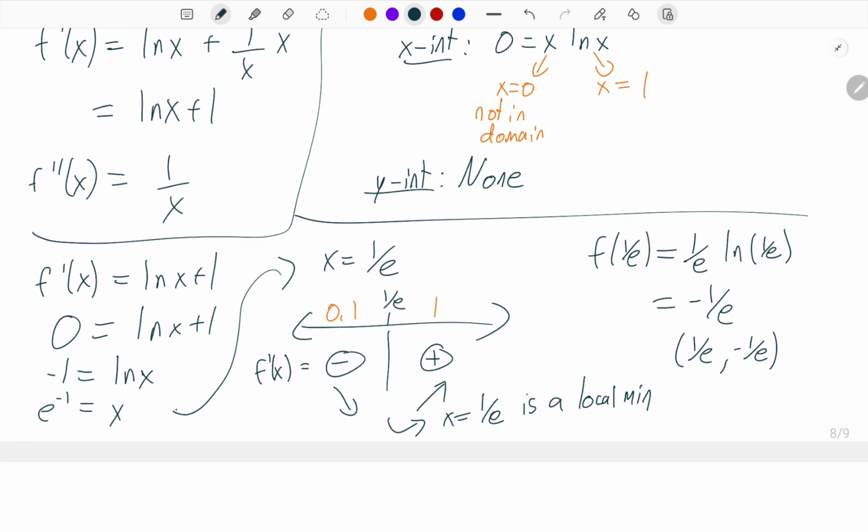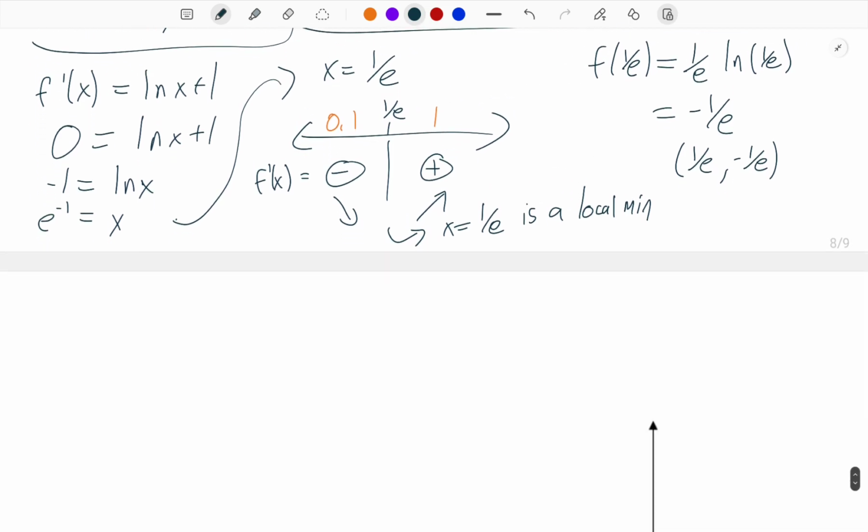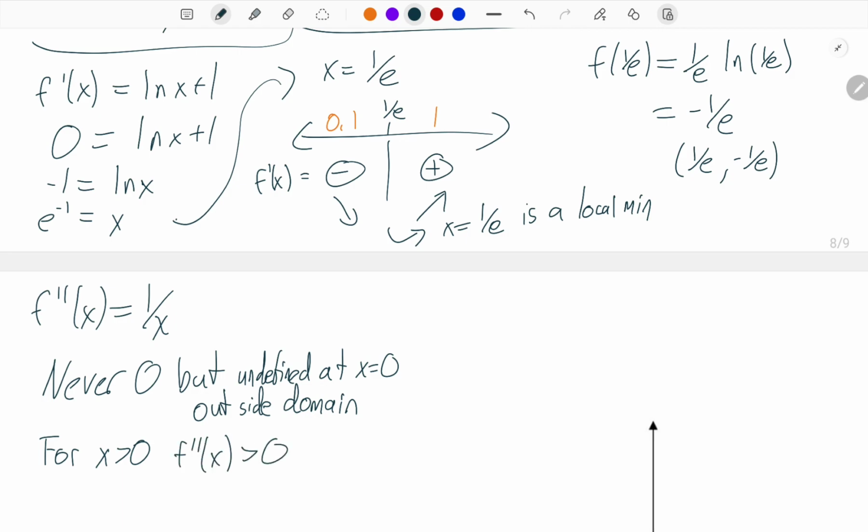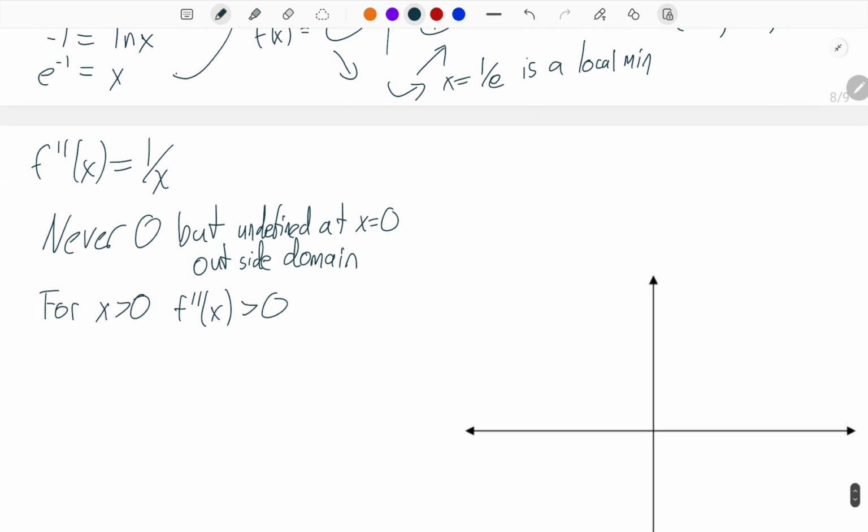All right. And so then the last part we want to double check is the second derivative. So we saw that the second derivative is equal to 1 over x. So it's never 0 but undefined at 0, but really that doesn't matter because that's outside our domain. So for x greater than 0, f double prime of x, plugging in some number bigger than 0, it's going to give you a positive. So always concave up.